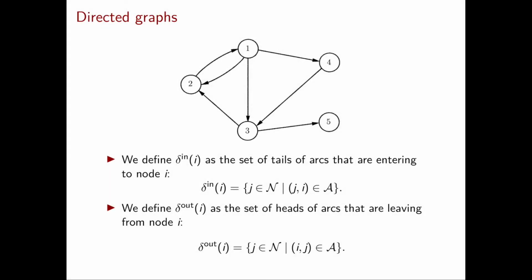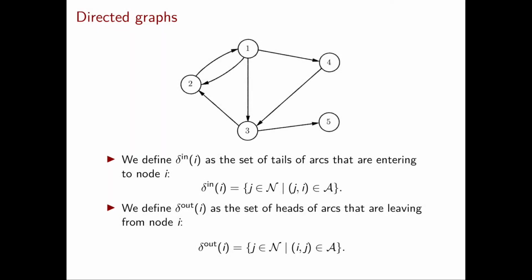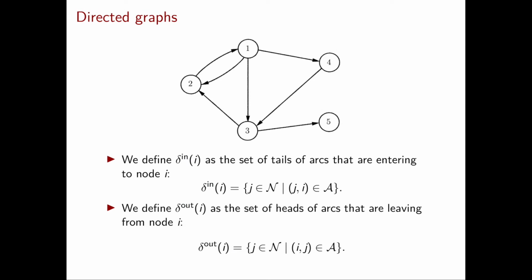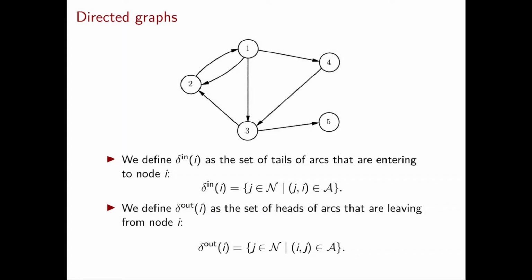For example, let's consider the node i equal to 3. Then delta in of i is the set containing 1 and 4. On the other hand, delta out of node 3 is the set containing the node 2 and the node 5.